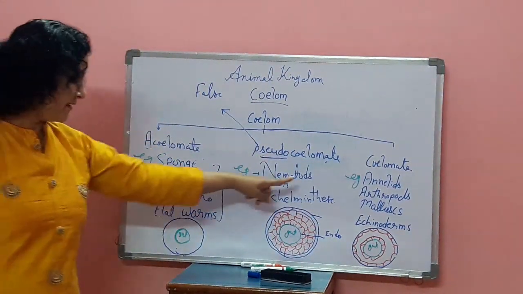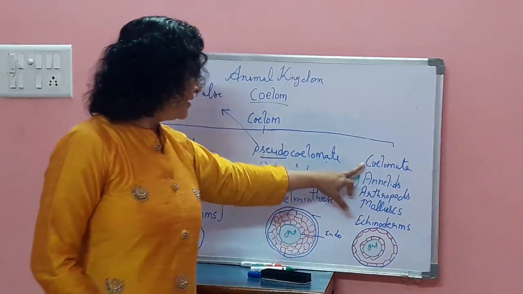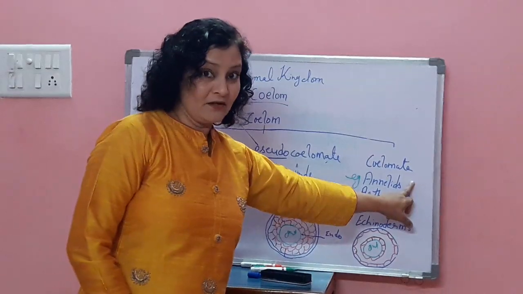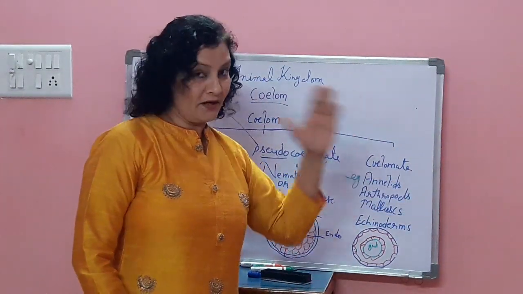Now the next, third category is coelomate. Coelomate tells us that the animals having a true coelom or true cavity are categorized as coelomate. They are triploblastic.